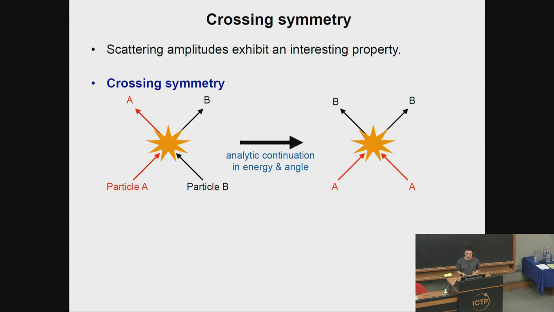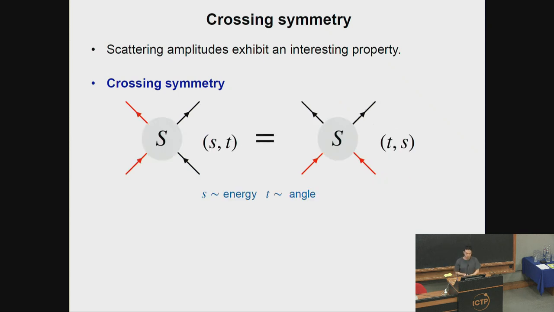This might be a little vague, but it can be converted into a very concrete formula. In the case of 2-2 amplitudes, in simple cases, this boils down to a relation. The S matrix, which computes the probability amplitudes, depends on two complex parameters, S and T. S roughly measures the energy, and T roughly measures the angle. Crossing symmetry tells you that the S matrix with arguments S and T must be equal to another S matrix describing the different process in which T and S are swapped. Importantly, in the physical process, S is the energy, so it has to be positive, whereas T, which measures the angle, can be negative.